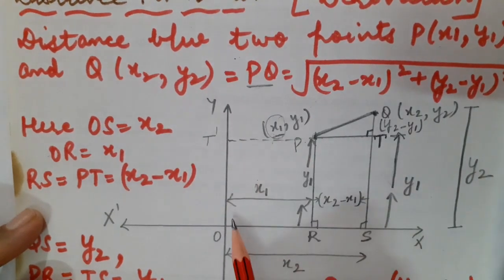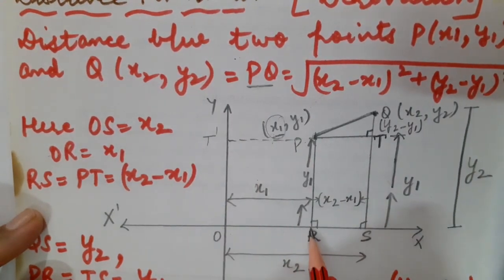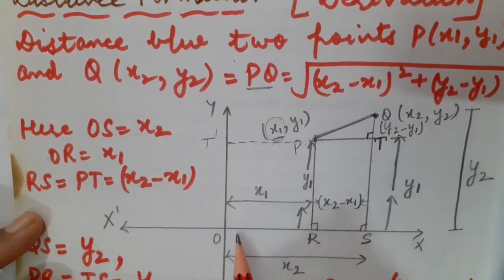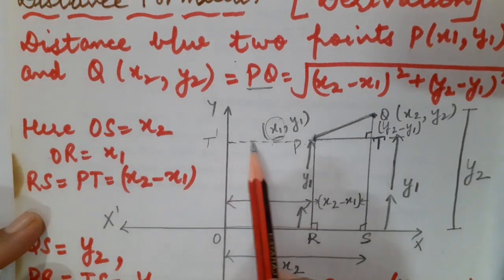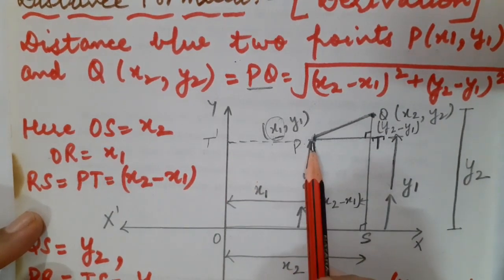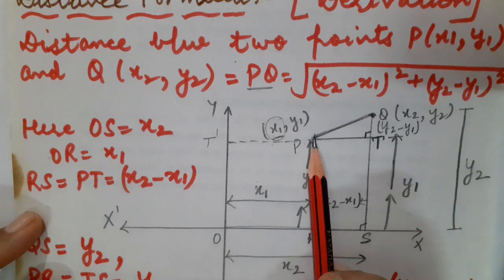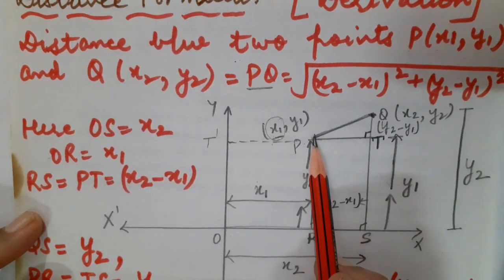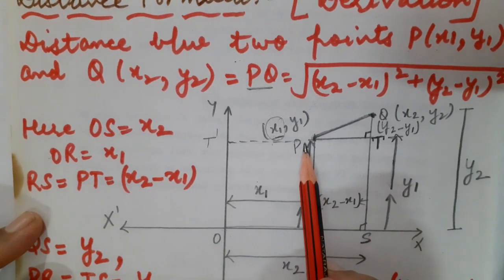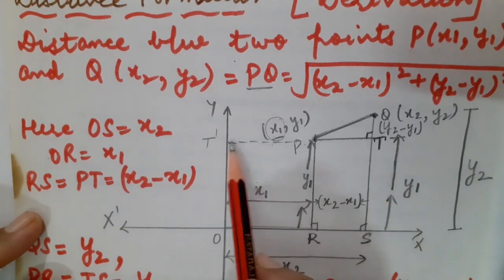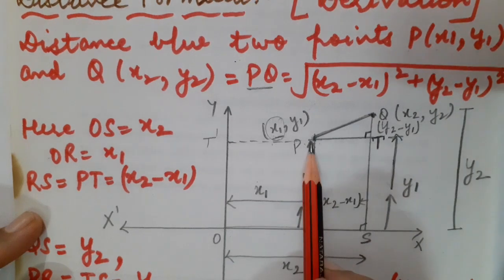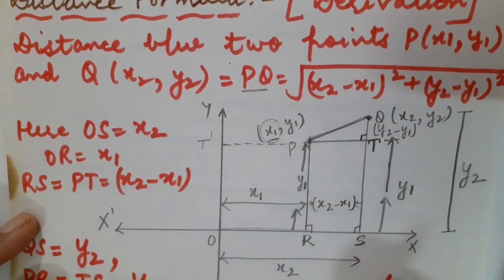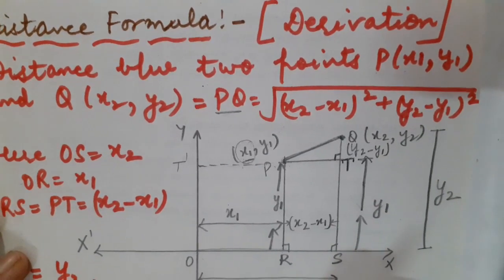T dash P is parallel to this OR. Fine. So they both will be equal. So what can I say? That OR is equal to x1, or I can say that T dash P is also equal to x1. Which concept I have applied over here? I have just told you that the x coordinate of a point is nothing but its perpendicular distance of this point from the y-axis. It is measured through the perpendicular distance of this point from the y-axis. Correct students? Okay. Now let us talk about the next one.